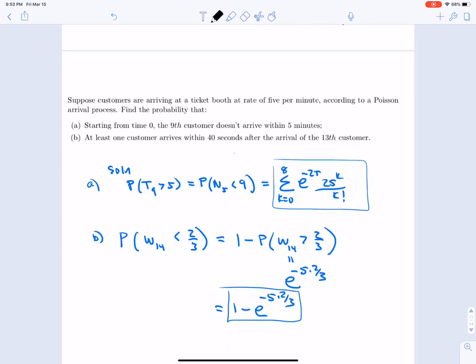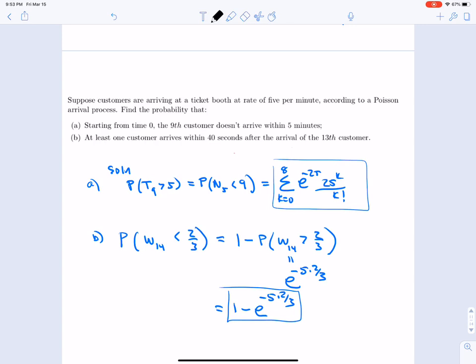Suppose customers are arriving at a ticket booth at a rate of 5 per minute, according to a Poisson arrival process. Find the probability that starting from time 0, the 9th customer doesn't arrive within 5 minutes. So the probability that T9 is greater than 5 is equal to the probability that N5 is less than 9. And we can just write it out using the Poisson formula.